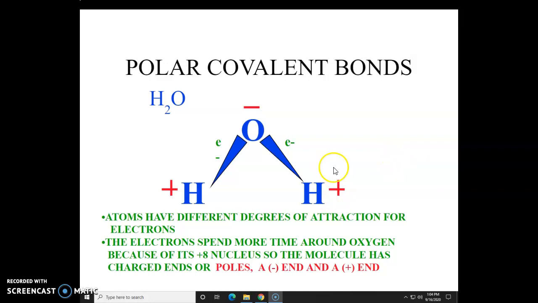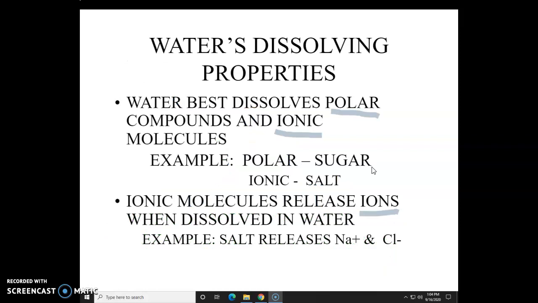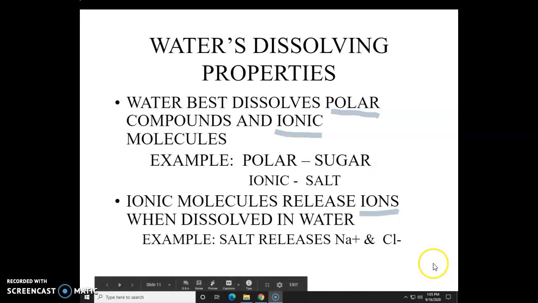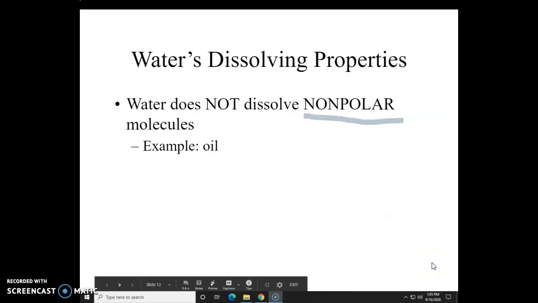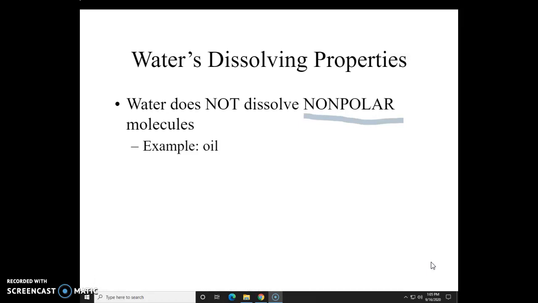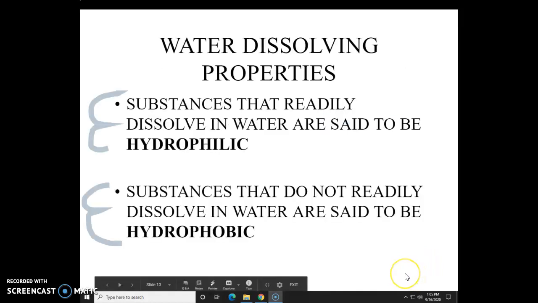So in the margin, I want you to make a drawing of this, please, and show the positive end and negative end. Now, because of this property, water best dissolves other polar compounds and ionic molecules. And ionic molecules release ions when they're dissolved in water. And water will not dissolve non-polar molecules like oil. That's why homemade salad dressing has to be shook up because it'll separate.